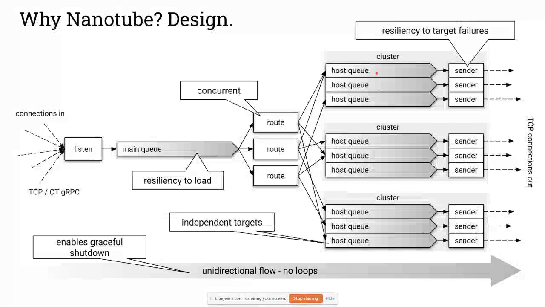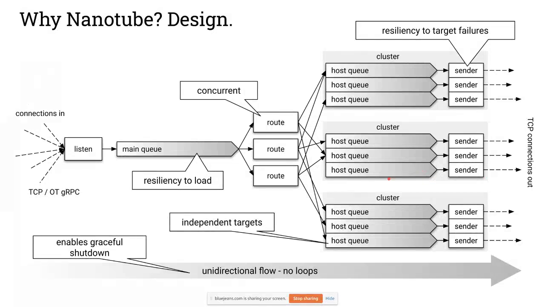So even if one host goes down, it will only impact the queue and the subsequent sender. The sender performs the work of actually sending out, so reconnections, making sure data is there, noticing when the data is not there or the host is down. This ensures its resilience, and it ensures that one host failure does not impact other hosts. And these are connections out. These are mainly TCP now.